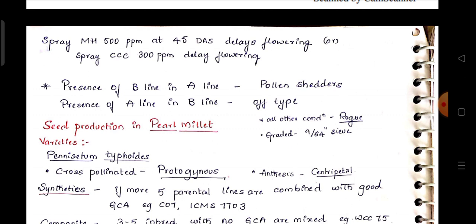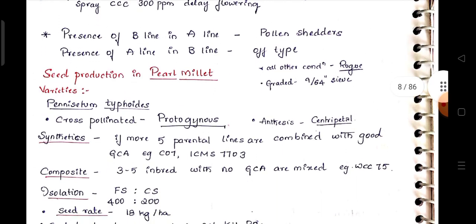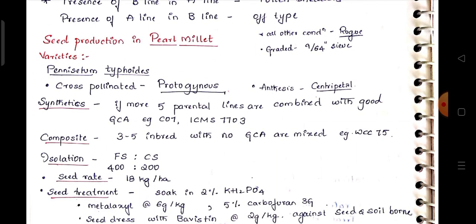All other conditions, grading is with the 9/64-inch sieve. Coming to seed production in pearl millet, Pennisetum typhoides. Cross pollination is protogynous type here, meaning the gynoecium matures first, and this is centripetal. Synthetics and composite concepts are also popular in pearl millet as it is a potent cross-pollinated crop.